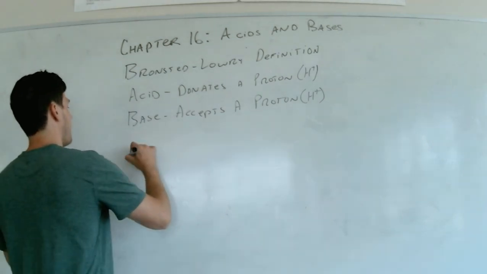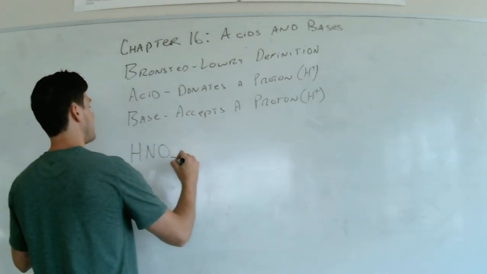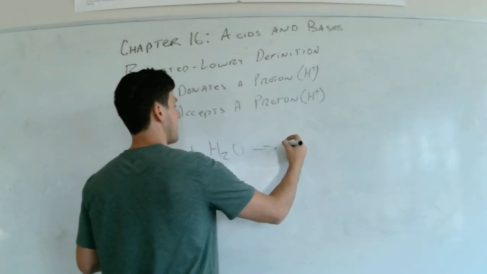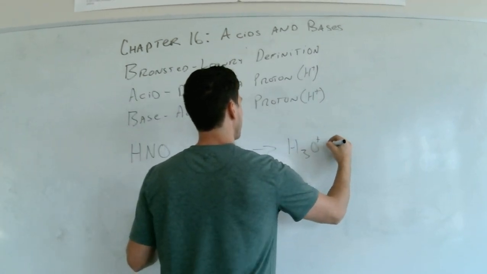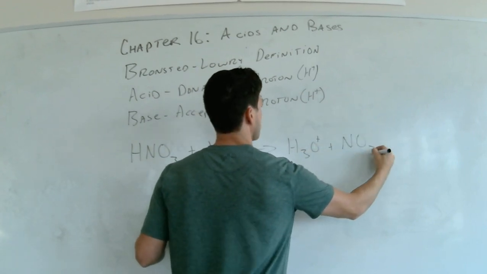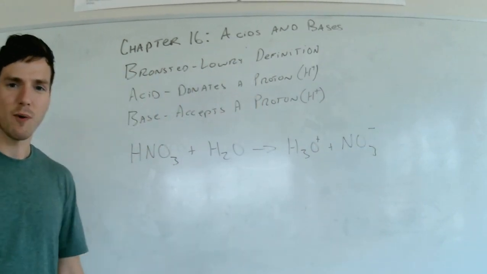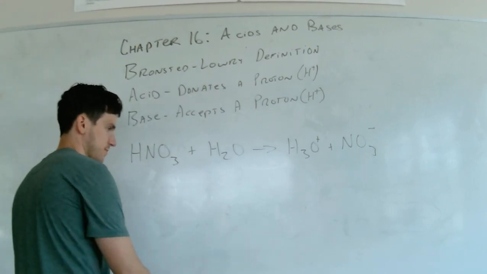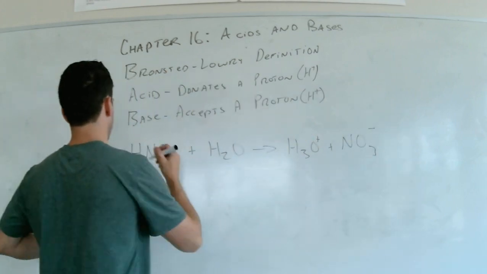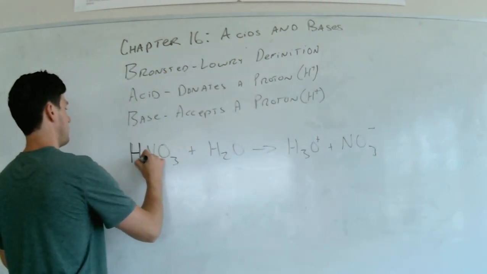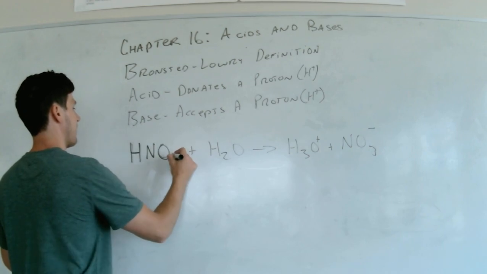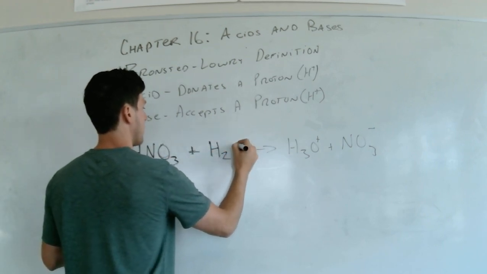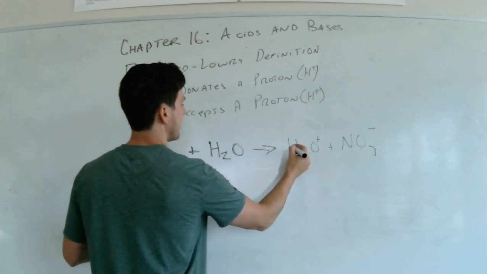So if we're looking at a reaction like HNO3 and H2O, and it becomes H3O plus and NO3 minus, I want you to identify the acid and the base in this reaction. Let's see if we can make this a little bit darker so that you can see at home. So, again, we're identifying the acid and the base.